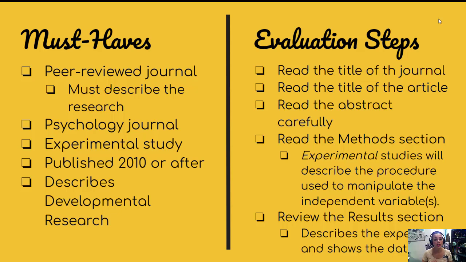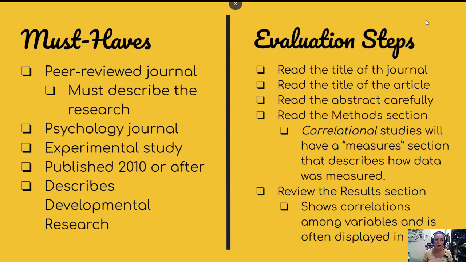To be able to determine if something is an experimental study, we're going to use our evaluation steps. Your instructor has been kind enough to give us a guide on how to determine if the article is going to fit our requirements. We're going to start by looking at the title and the different elements of the article. If we're looking for an experimental article, the thing to keep in mind is that the study needs to describe the procedures used to manipulate the independent variables. They're going to tell us how they went about doing the research and then show us with data how they came to those conclusions.